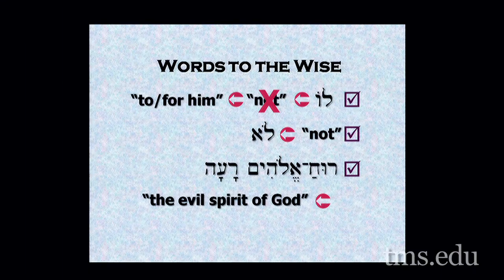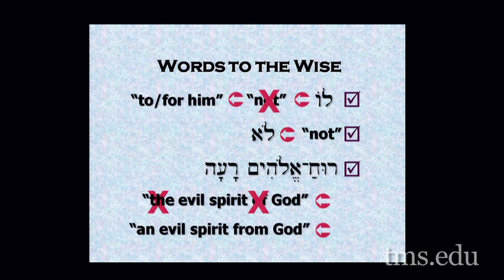And so as you look at it, it is not "the evil spirit of God." There's no "the" there. Ra'ah, remember, adjectives agree with their nouns in definiteness as well as gender and number. So if ra'ah is tied to ruach as a definite noun, then ruach would have to be definite, and then ra'ah would have to have the article. It doesn't have the article. So these tell us it's an evil spirit from God.